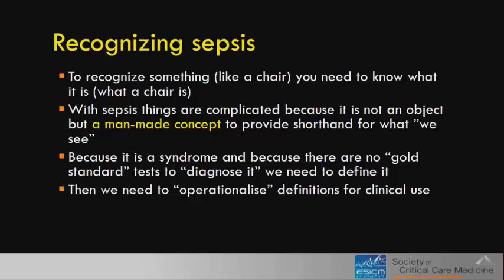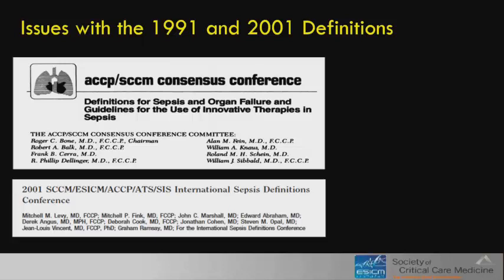With sepsis, it's complicated because it's actually a concept. It's a man-made construct. It's not an object. It's a syndrome that we characterize and we use shorthand to describe, but there isn't a gold standard to diagnose that it's there. So we have to create definitions in order to operationalize the way we deal with it, the way we communicate, and the way we discuss it, and hopefully the way we identify it for epidemiological purposes and treat it.